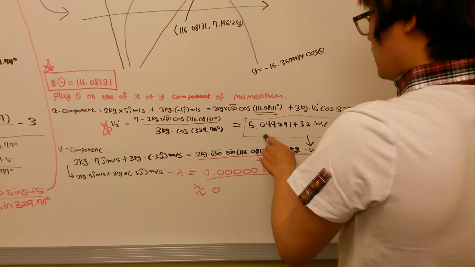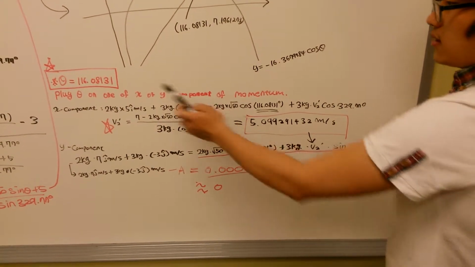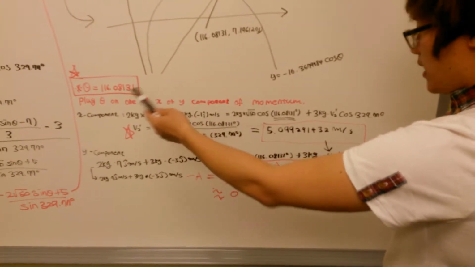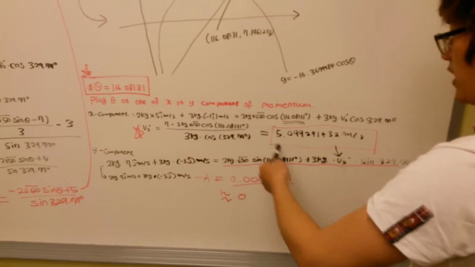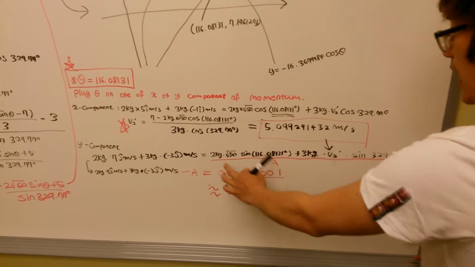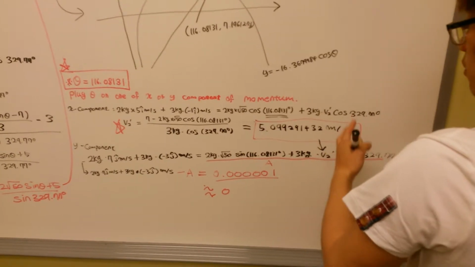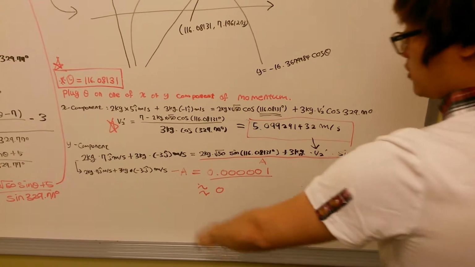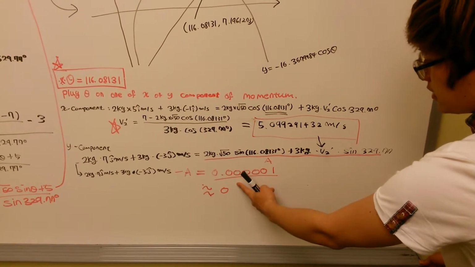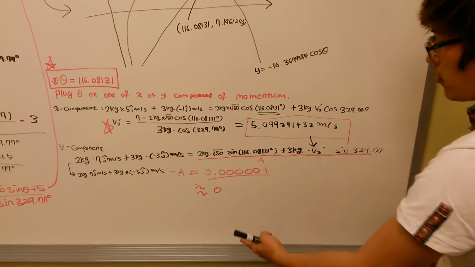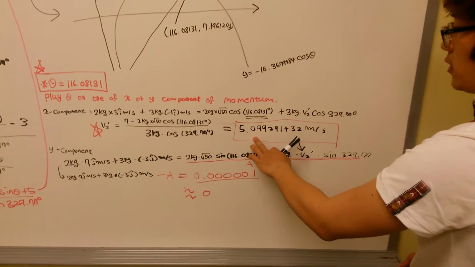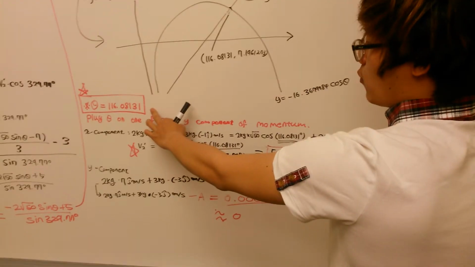To check which velocity and theta are correct, I put the value of theta and the value of the velocity into the y component momentum equation. I moved the right part, which is the final momentum, to the left side, and when I solved that, I got 0.00001, which is approximately 0. So the velocity is approximately 5.01, and theta is going to be 160.